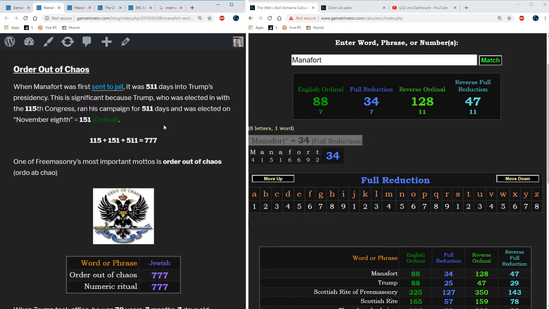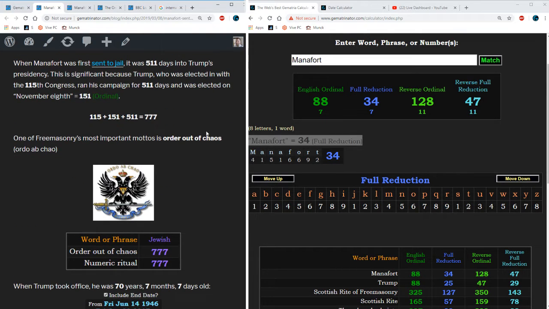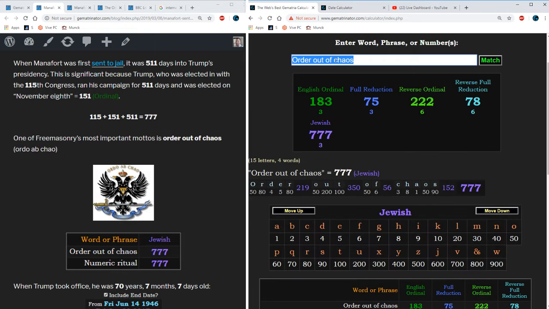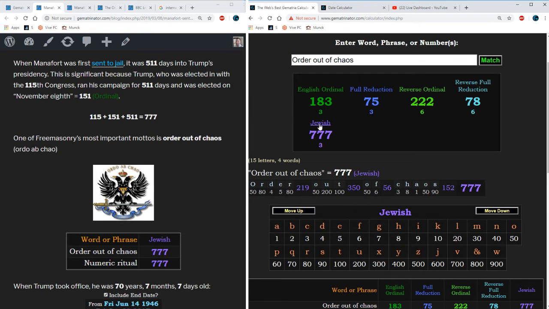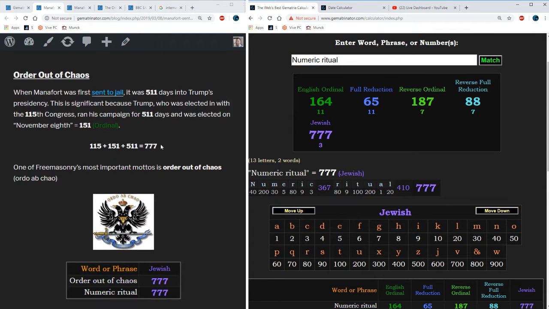All right, so next we're talking about Freemasonry. Well, Freemasonry has this other motto called order out of chaos. Using Jewish Gematria, again based in the Latin alphabet, order out of chaos equals 777. This being the same as numeric ritual, 777.